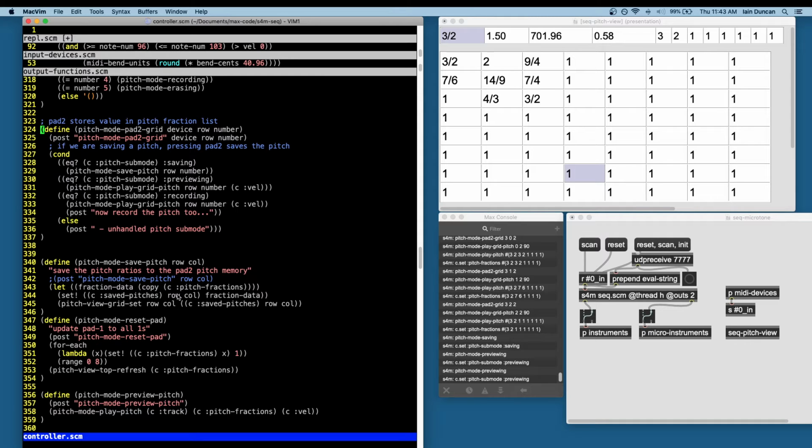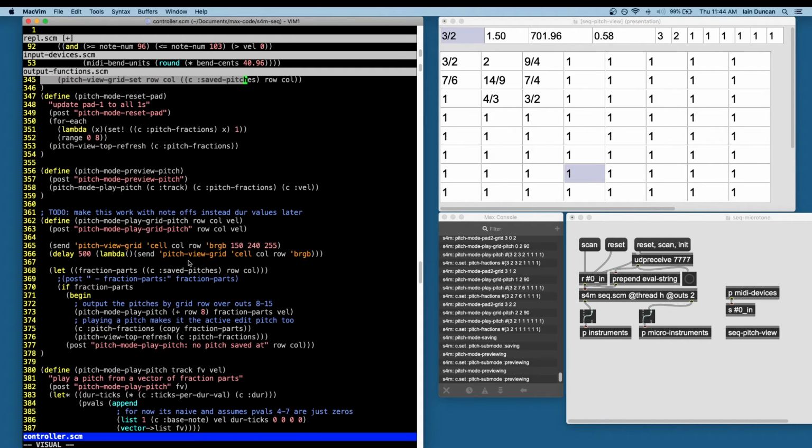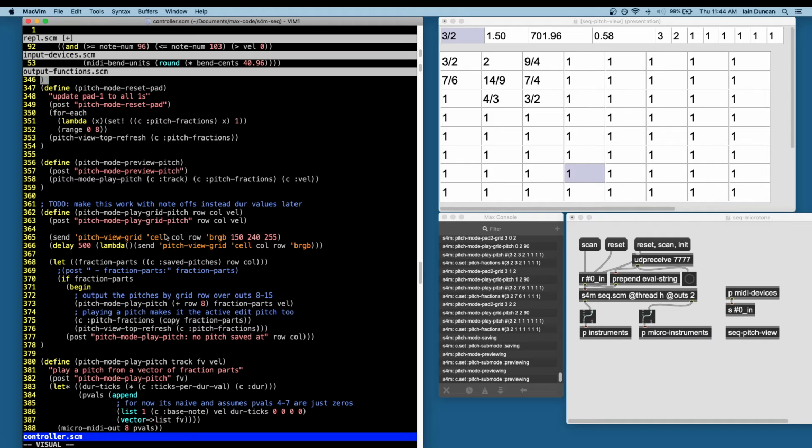It copies the pitch fraction list from the controller. So that gets the pitch fractions from the controller, makes a copy, plonks it into the saved pitch vector, and then calls the function that actually sets that GUI element. And if we're in preview mode, we have the play pitch function, and the play pitch function does much the same thing, looks up those parts and calls play pitch, which will handle all that conversion and output. And then there's the GUI interaction.